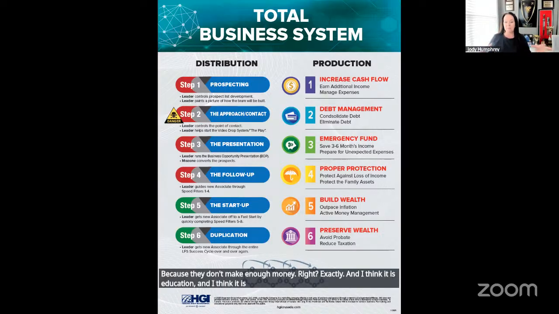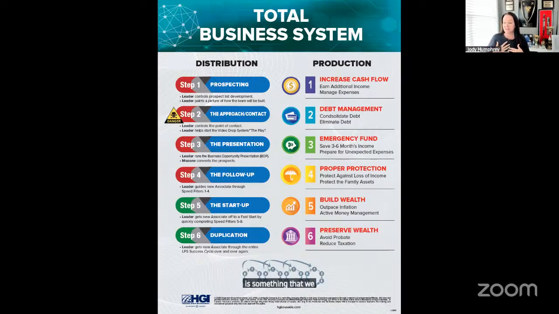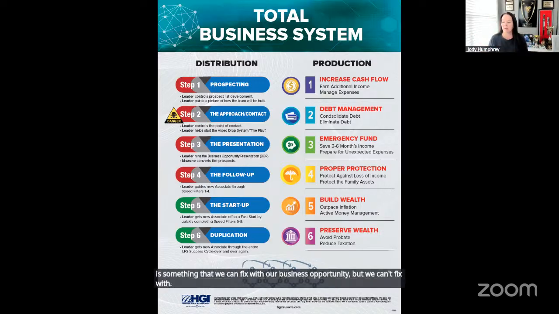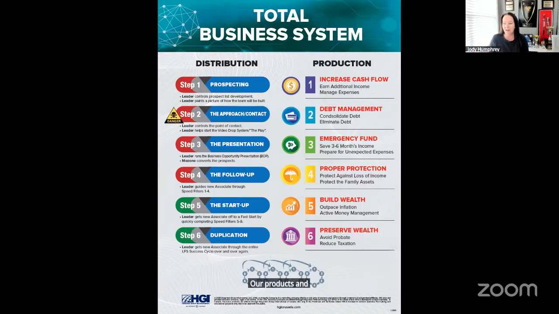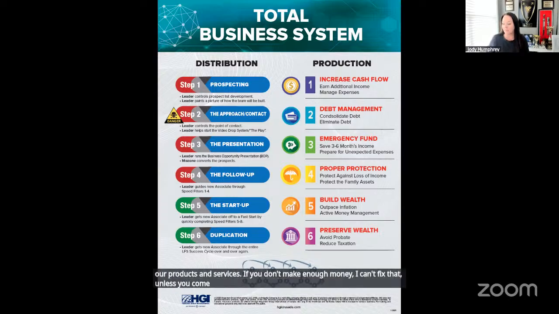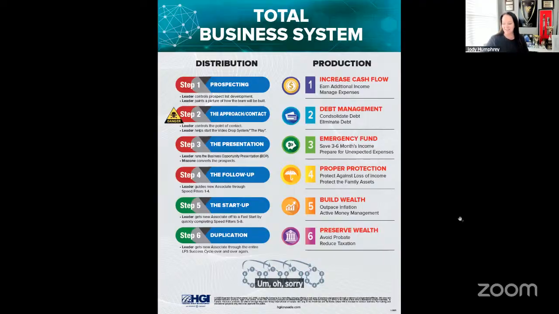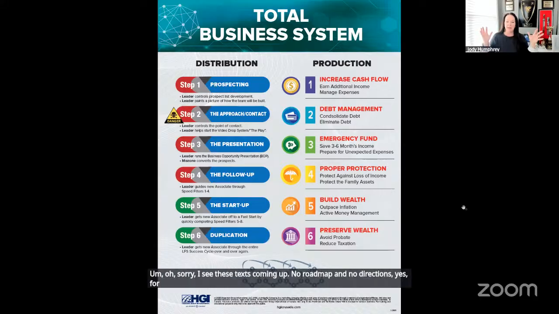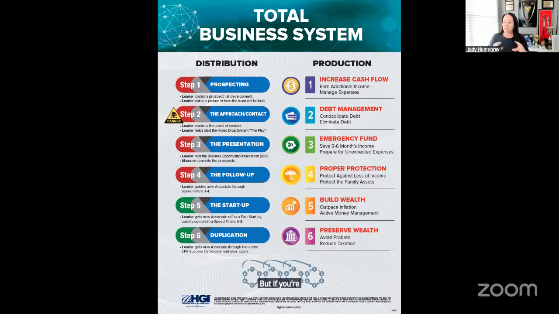So most people's problem is something that we can fix with our business opportunity, but we can't fix with our products and services. If you don't make enough money, I can't fix that unless you come to work with us, right? No roadmap and no directions. Yes, for sure. Absolutely. But if you're not making enough money, that's where we have to start. That's why that's step number one.